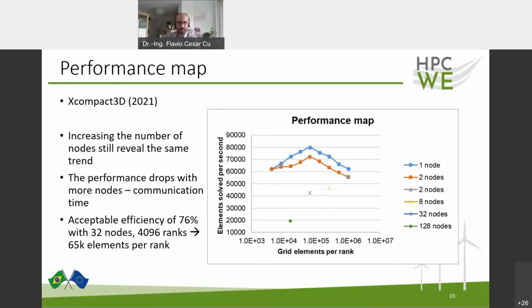Here we see the results when we increase the number of grids and the number of nodes. Here in blue, elements per second in one node. In orange, the curve using two nodes, and the points here are using an increasing number of nodes, so 8, 32, and 128 nodes. We still get acceptable performance of 76% with 32 nodes, which corresponds to 65,000 grid elements per rank.